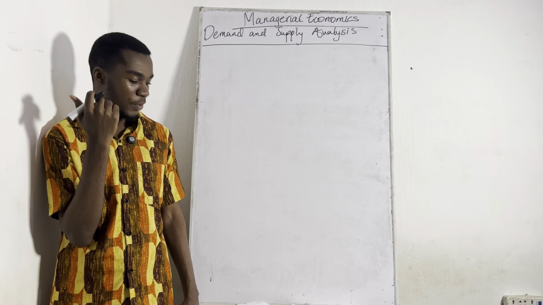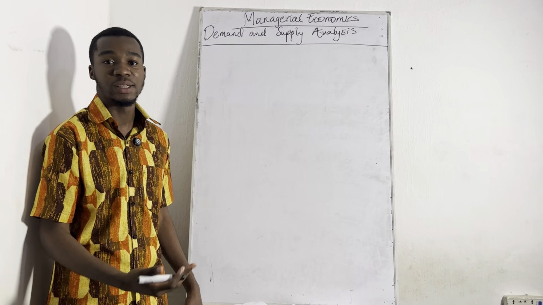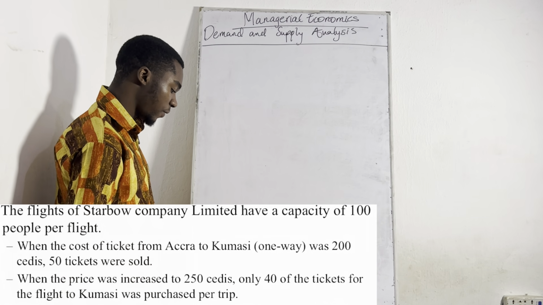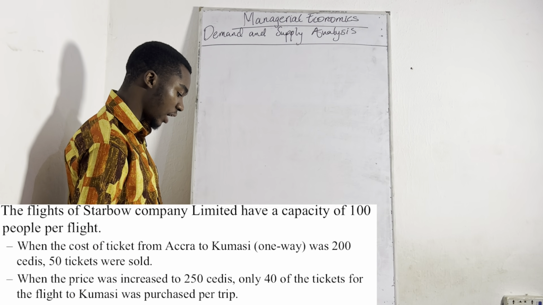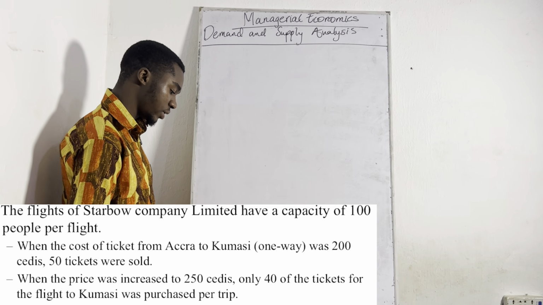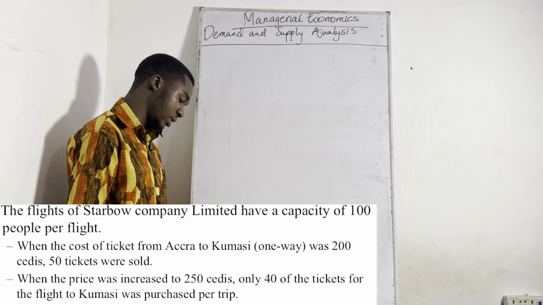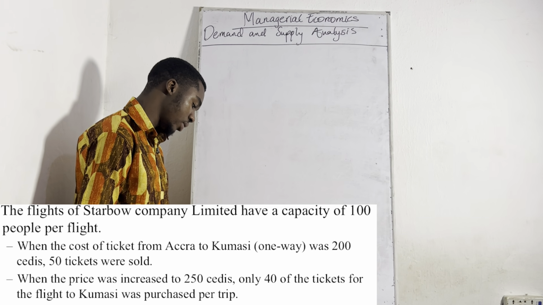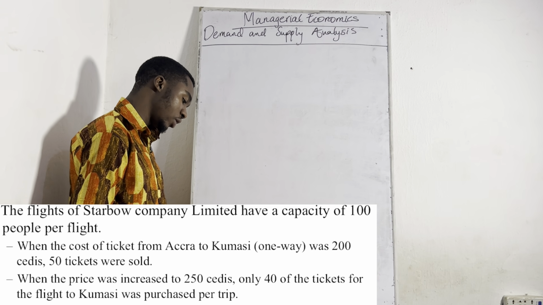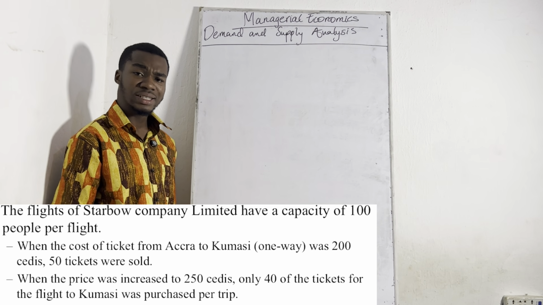Do you get it? So now, for the demand curve, I'm going to take a question and I'll use it to explain how the demand curve works. You get it? So now, the question says that the flight of Starbow Company has a capacity of 100 people per flight. When the cost of tickets from Accra to Kumasi, in brackets one way, was 200 cedis, 50 tickets were sold. When the price was increased to 250 cedis, only 40 of the tickets for the flight to Kumasi were purchased per trip. So now let's understand the question.